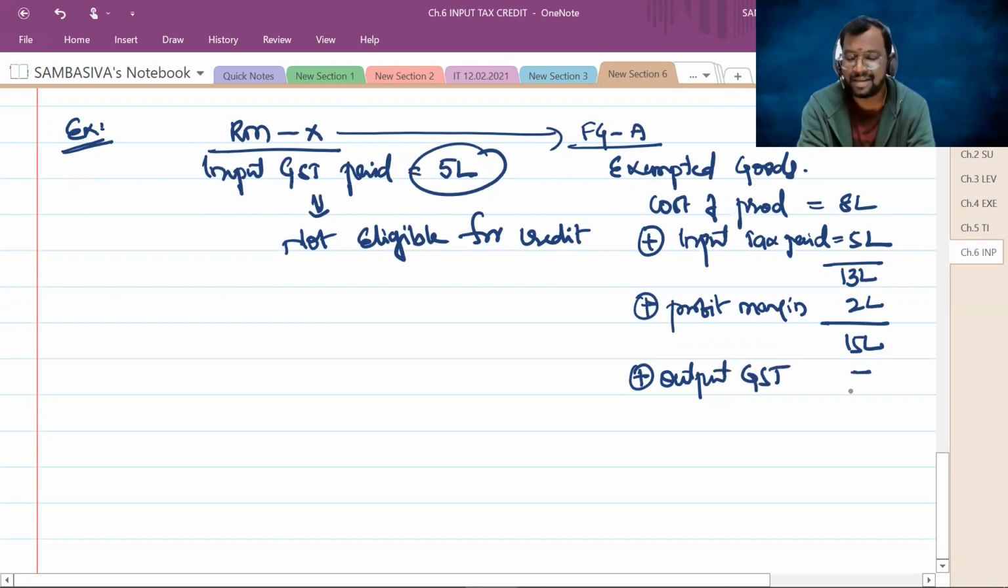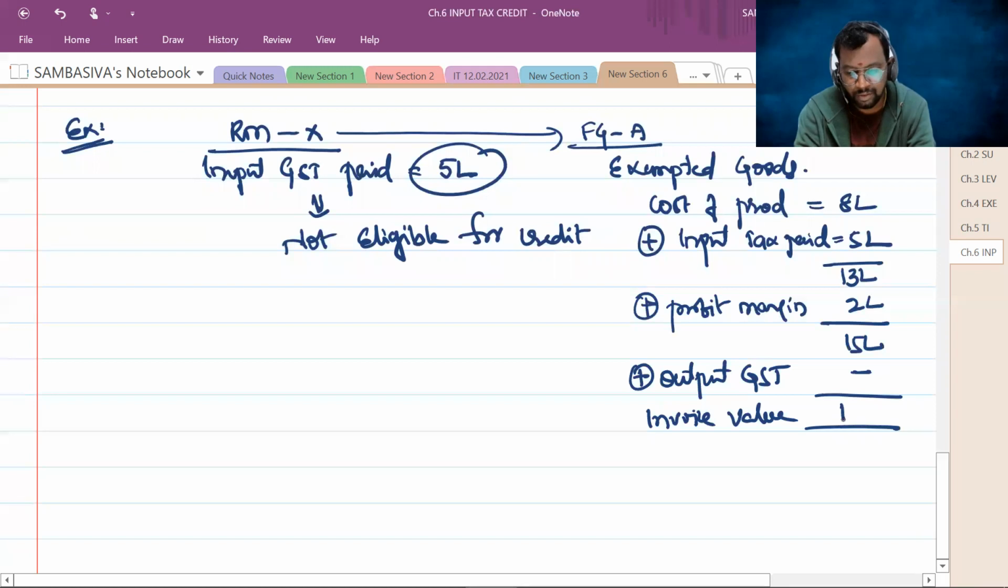Nil, because your output product, your finished goods A, is an exempted good. So there will be no output GST liability. The invoice value you can show in your books of account is 15 lakh rupees. Now you tell me, is there any cascading effect of taxes in this transaction?